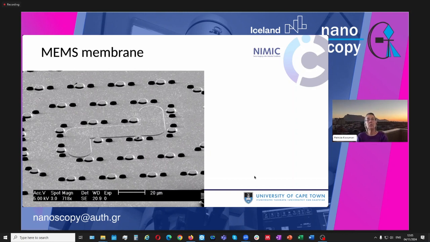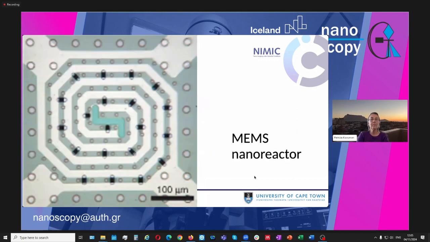And then these pillars are also, in this case, used to align the top and the bottom chip. So if the pillars on the top chip and the pillars on the bottom chip are exactly on top of each other, then the windows on the top chip and the windows on the bottom chip are also exactly on top of each other. So this is light microscopy of the assembled nanoreactor, where that white spiral is, as I said, in this case, the platinum heater.